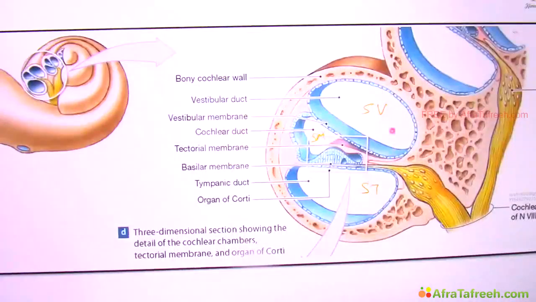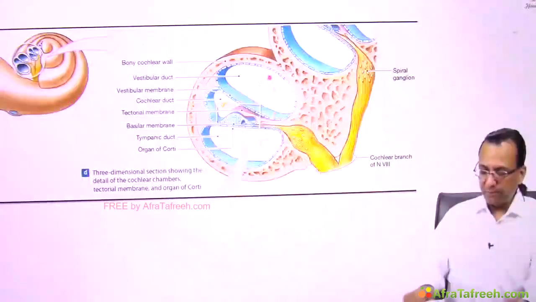You mean to say scala vestibuli and scala tympani are filled with perilymph, and scala media is filled with endolymph. That is the story? Yes. Actually, there is an outer bony labyrinth, and this blue color is the membranous labyrinth. Between the bony and membranous labyrinth, this will be filled with perilymph, and inside the membranous labyrinth it will be filled with endolymph.